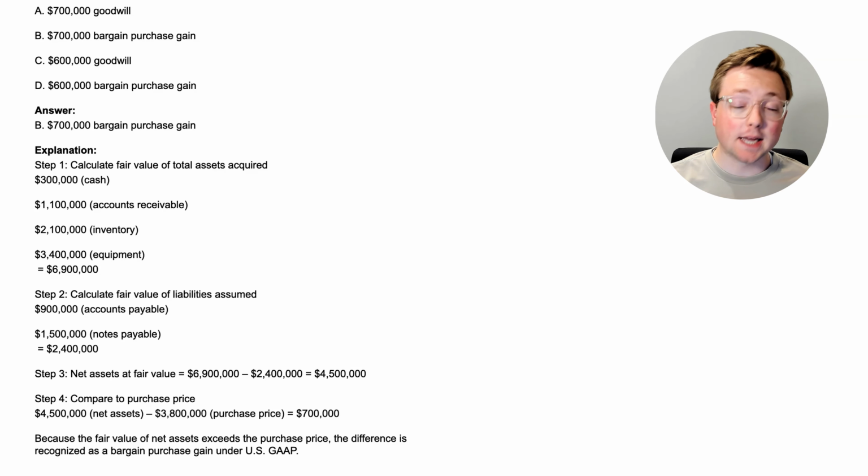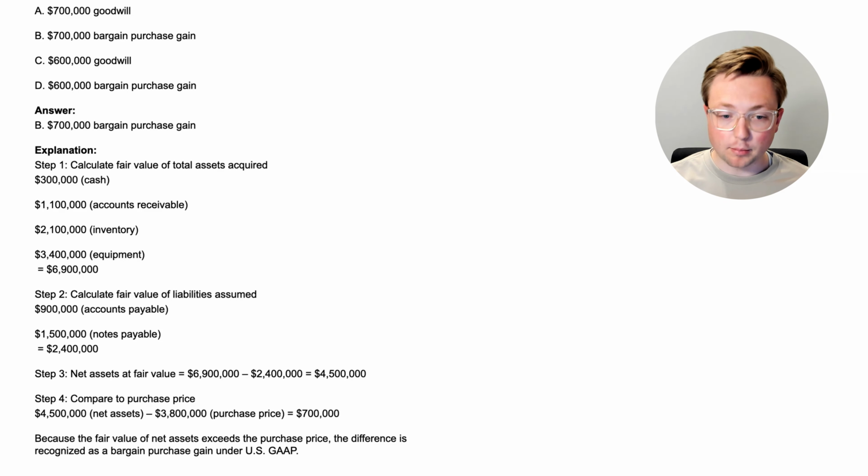This is kind of the other side to goodwill. So let's walk through this. Same steps pretty much, but it ends up with something different. So calculate the fair value of the total assets acquired. Again, we were given the fair value, so we just take the cash, the accounts receivable, the inventory, the equipment, add it all up together, and that's $6,900,000 of assets.